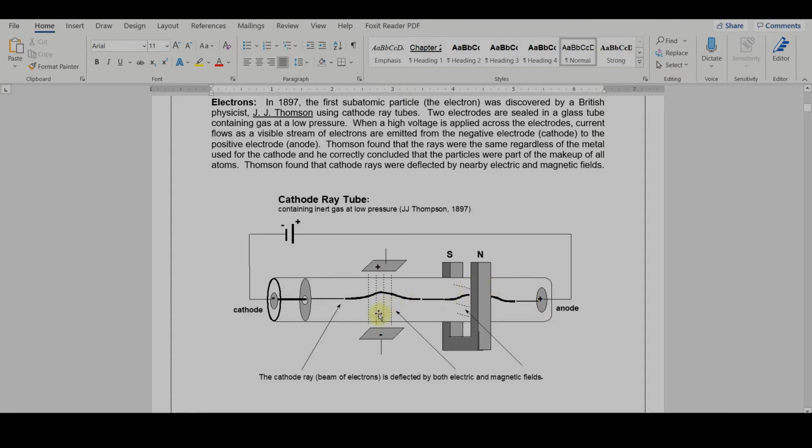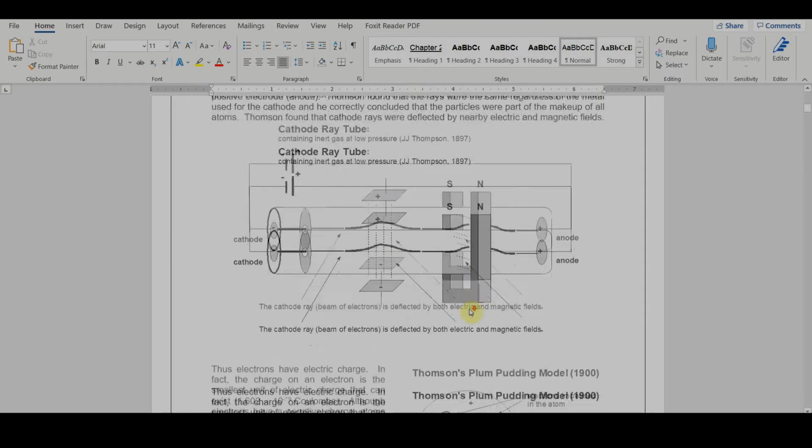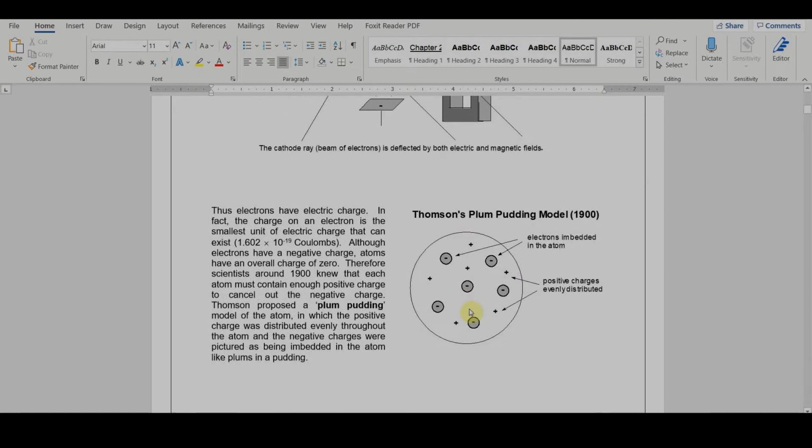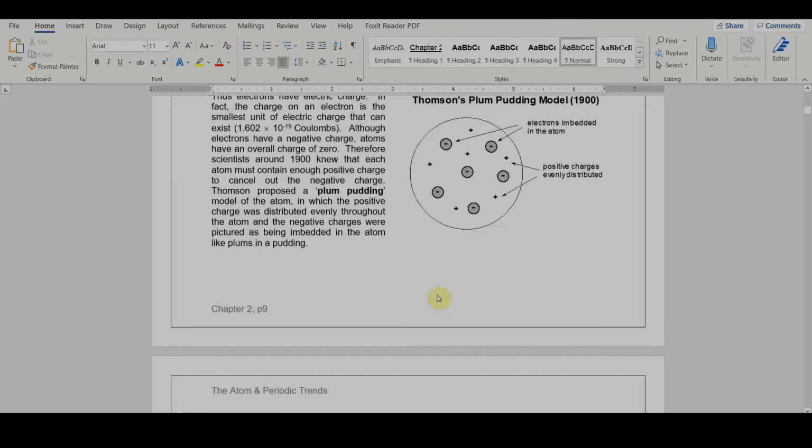He noticed that the electron ray was deflected by charged electric fields as well as magnetic fields, so electrons were discovered at that time. J.J. Thomson also proposed what's called a Plum pudding model that said that positive and negative charges were more or less equally distributed through the atom.